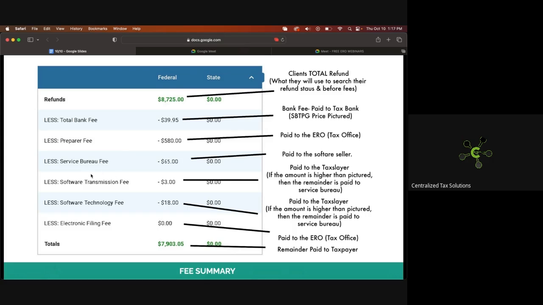So as far as, like I said, the transmission and technology fee, I'm sorry too, and the bank fee, of course, is paid to the bank. The preparer fee is paid to the ERO. Service bureau is paid to the service bureau, which is whoever sold you the software.